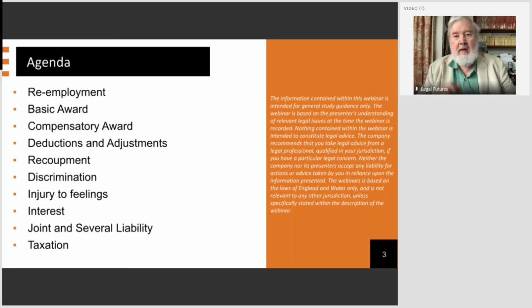If I now move to the agenda, to the matters which I'm aiming to cover within this webinar, I'm going to begin by looking at unfair dismissal. And the first topic in unfair dismissal to look at is re-employment, either reinstatement or re-engagement. I'll then move on to the relatively simple area of the basic award, passing on to the more complex compensatory award and the deductions and adjustments which take place within the compensatory award. After that, the topic of recoupment and how that is likely to affect the award and how also it has some impact on negotiations for settlement. That will be the unfair dismissal portion of what I have to say.